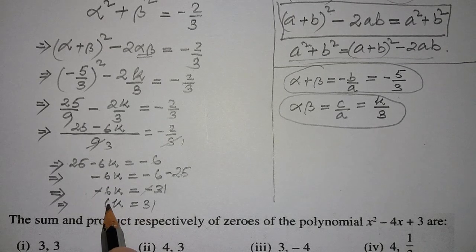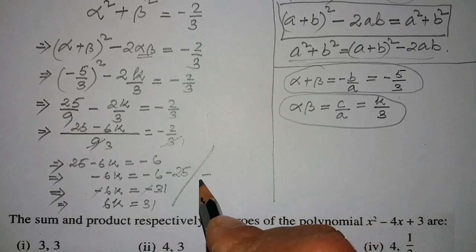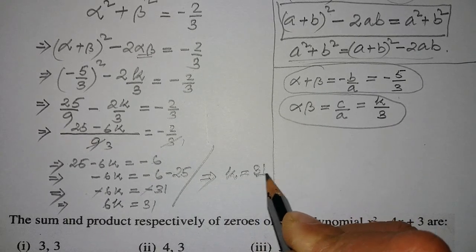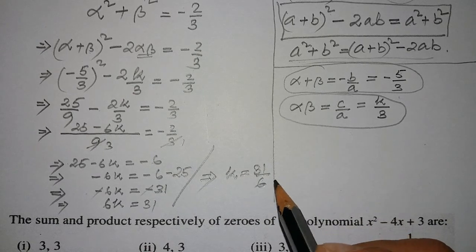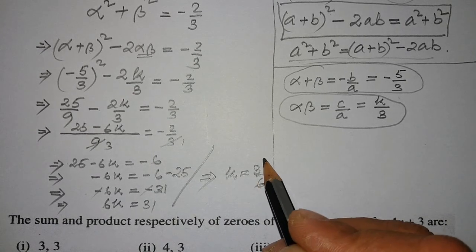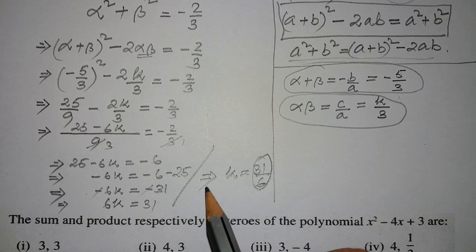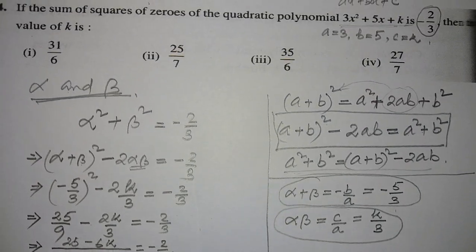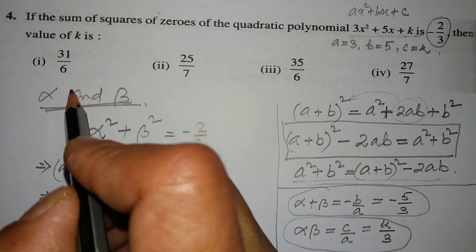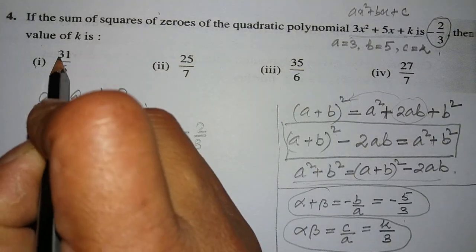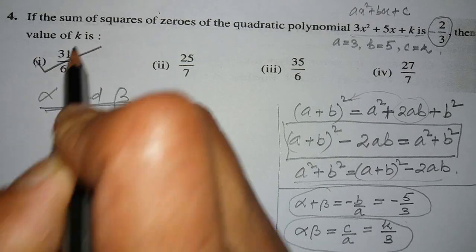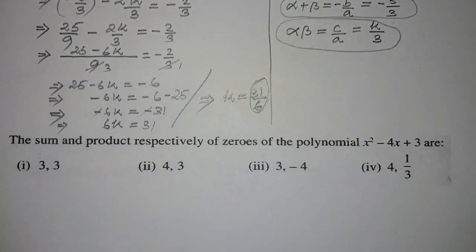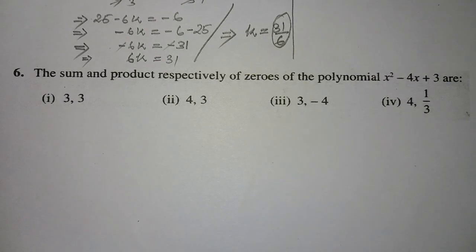Here we got k is equal to 31 by 6. So 31 by 6 is our answer. Now let us check the options. Okay, the first one, Roman number 1, is 31 by 6, so this is our answer. Now we're moving on to the next question, that is question number 6.